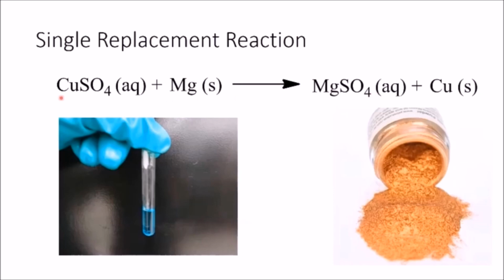At the same time, the copper will go from a charge of copper 2+ in copper 2 sulfate to copper metal, which has no charge. Therefore, copper will be reduced. Ultimately, what you will visually see is copper metal will form in the test tube.